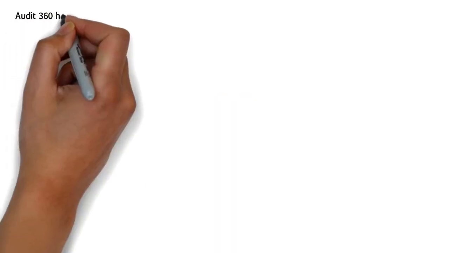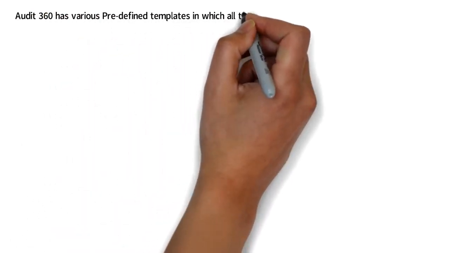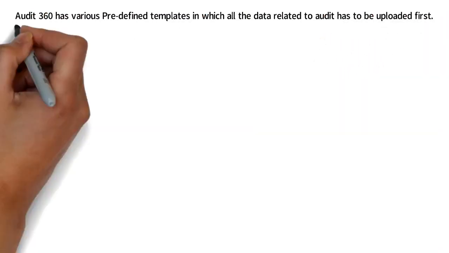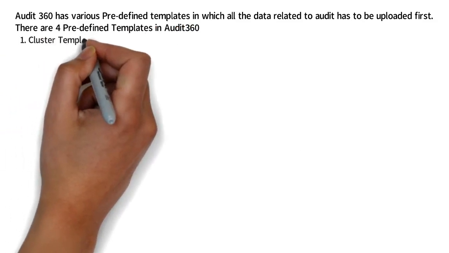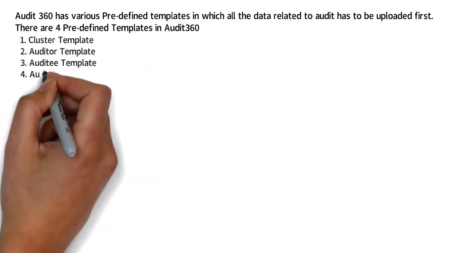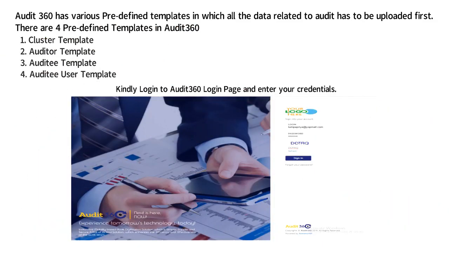Audit 360 has various predefined templates in which all the data related to audit has to be uploaded first. There are 4 predefined templates in Audit 360. 1. Cluster template. 2. Auditor template. 3. Auditee template. 4. Auditee user template.